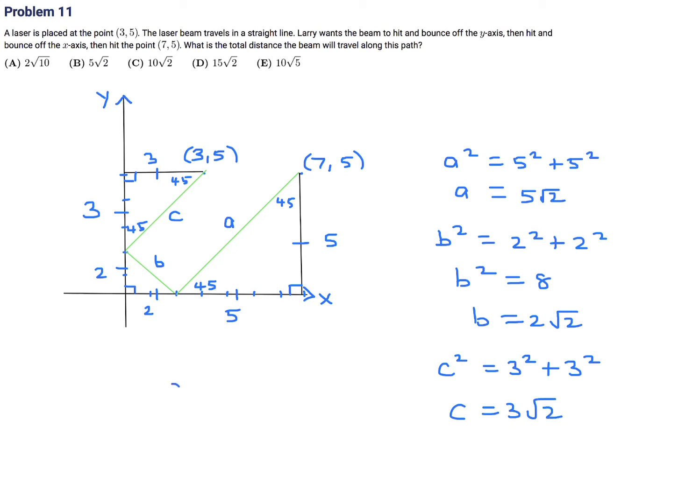Okay, so the total distance that the beam travels is a plus b plus c, which is 5 root 2 plus 2 root 2 plus 3 root 2. And that is 10 root 2. Number 11, the answer is C.